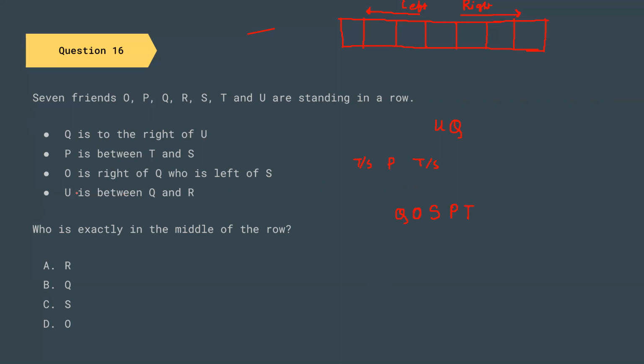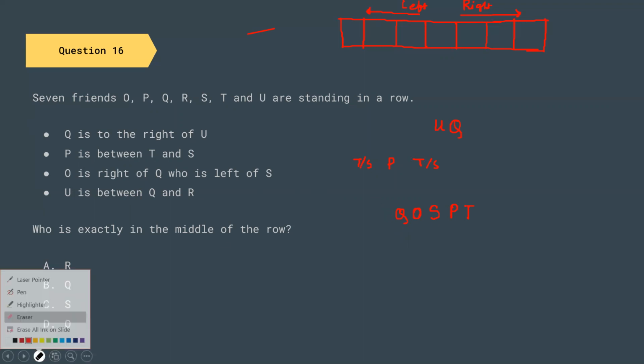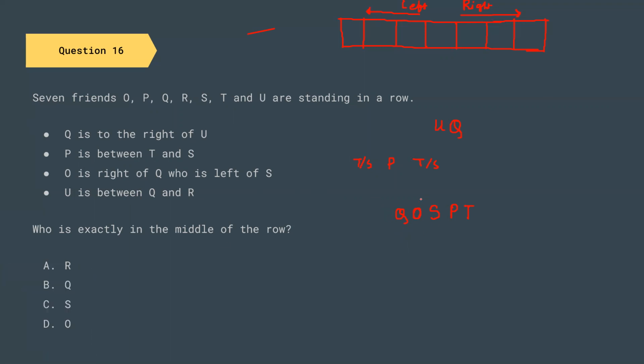Fine. Now, U is between Q and R. So R is not here. So R will come here. I will remove this one. So U cannot come in this position because it is already reserved for O. So U will come here and R will come here.